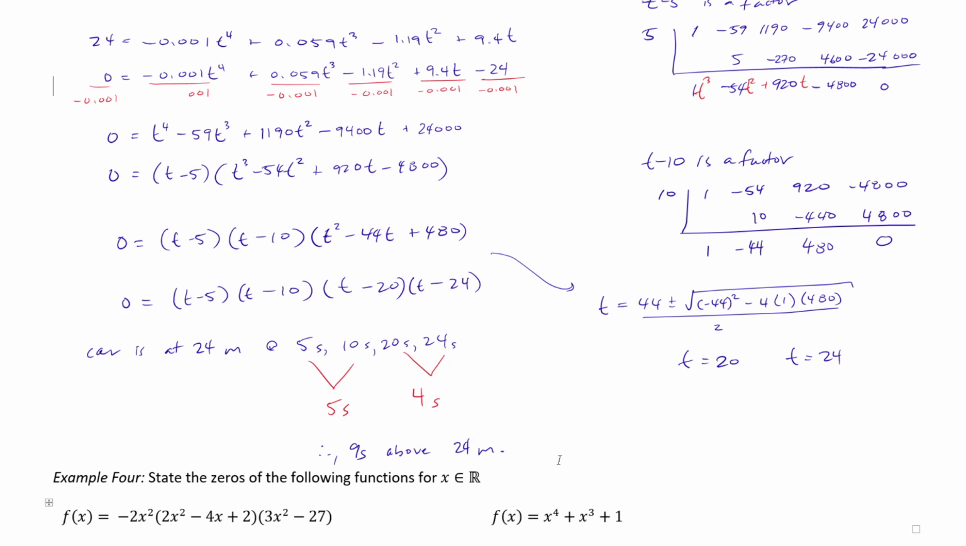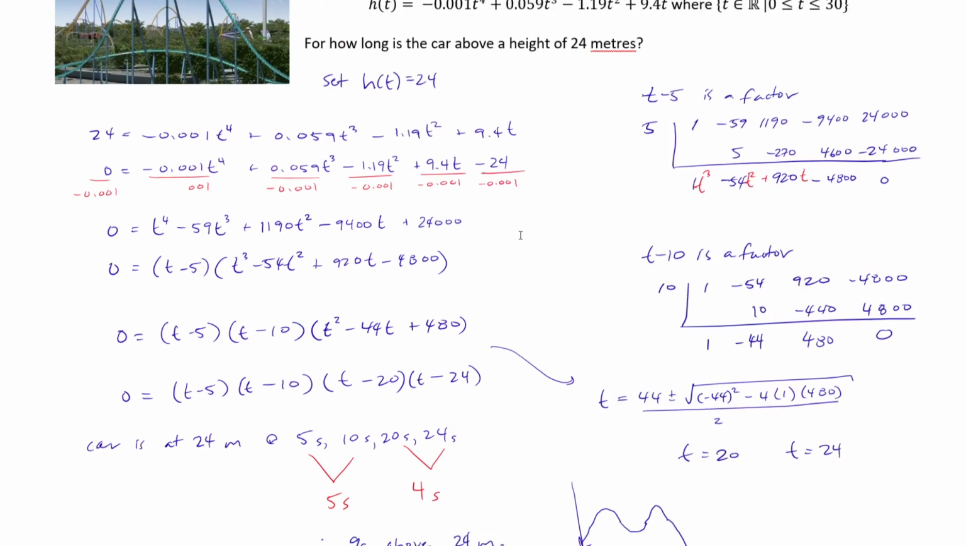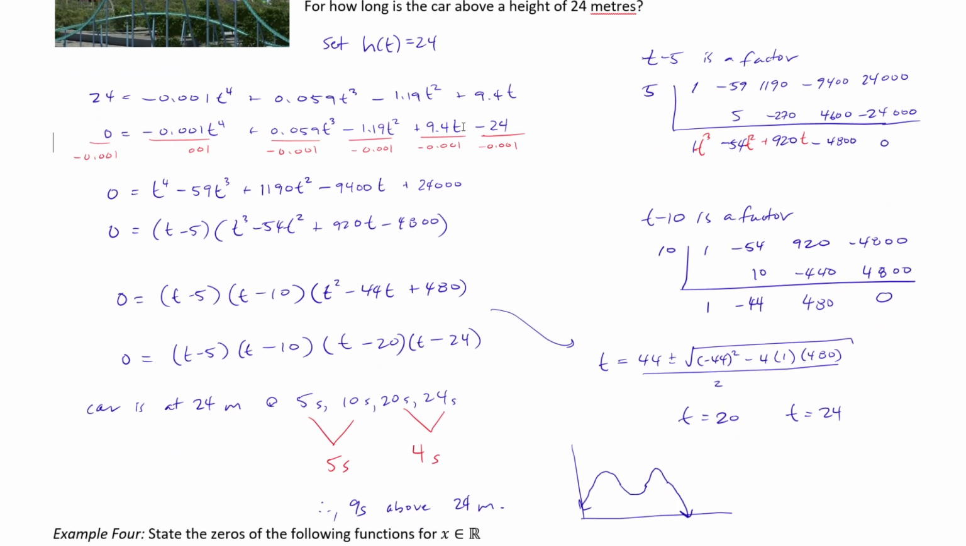And then remember, as an even function, I'll sketch it out for you over here. Being an even function, it's going to go up, and we could look at where it starts if you set t equal to 0, but we're not going to really care about that for now. It goes up, at 5 seconds it hits 24, then it comes down, at 10 seconds it hits 24, right? Then between 10 and 20, it's below 24, right? Then at 20, it's at 24, and then it's back down, and it has to do this because, as we saw before, this is an even function. It's a quartic, and it's opening down because it has the negative coefficient, right?